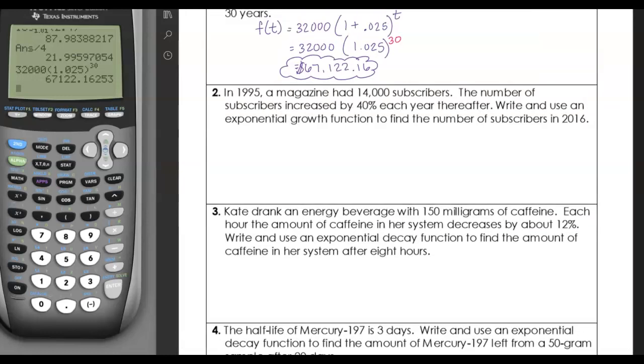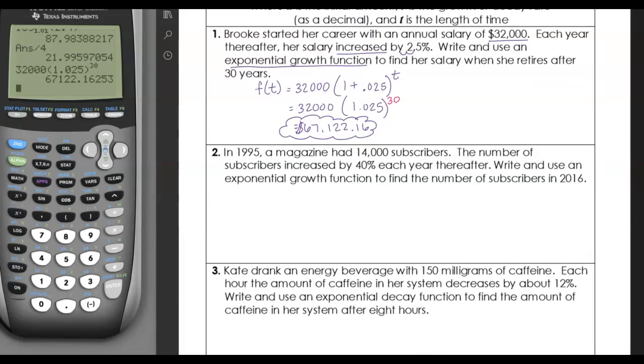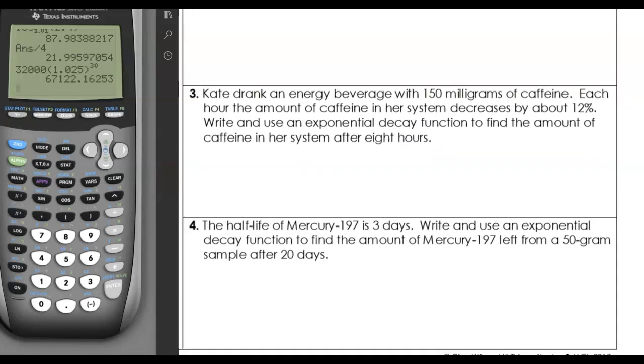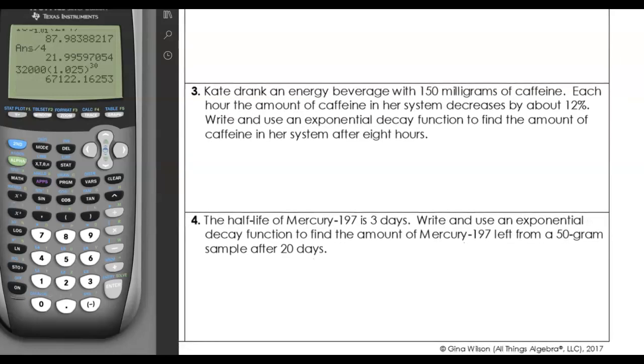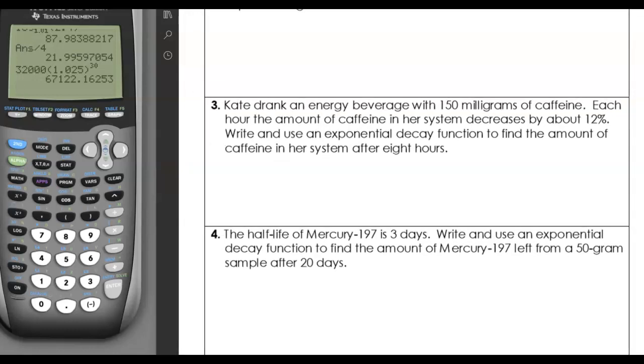Let's do number 3. I'm going to skip number 2 because it's pretty darn similar to number 1. Kate drank an energy beverage with 150 milligrams of caffeine. Each hour, the amount of caffeine in her system decreases by about 12%. Write and use an exponential decay function to find the amount of caffeine in her system after 8 hours. So I'm going to write the function first.